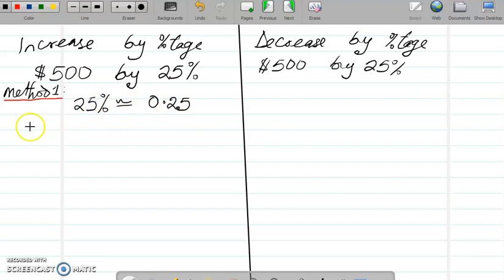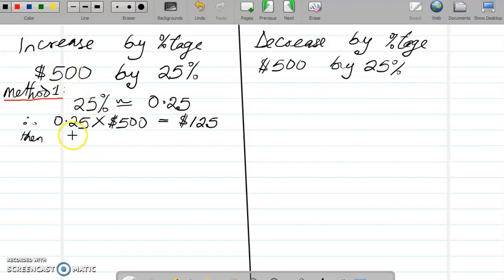Now 0.25 times $500 will give us what? Check. 0.25 times $500 gives us $125. Then what I have to do is use this $125 and add it to this initial amount.